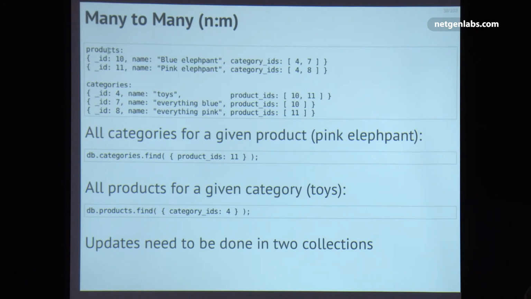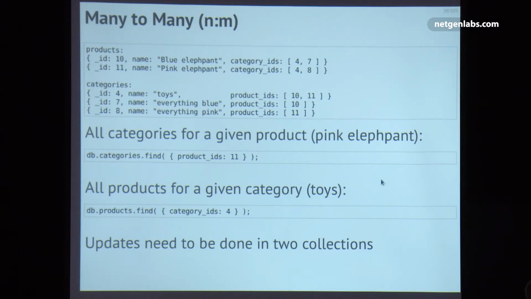So I have a, not a distillery called products, a collection called products, and it has blue elephants and pink elephants in it. And the blue elephant is part of the category IDs 4 and 7, which is toys and everything blue. And the pink one is toys and everything pink. But I'm also storing for each category which products belong to this category, which for toys is 10 and 11, which is the blue and the pink elephant, and of course for the specific colors, it's only one of them.